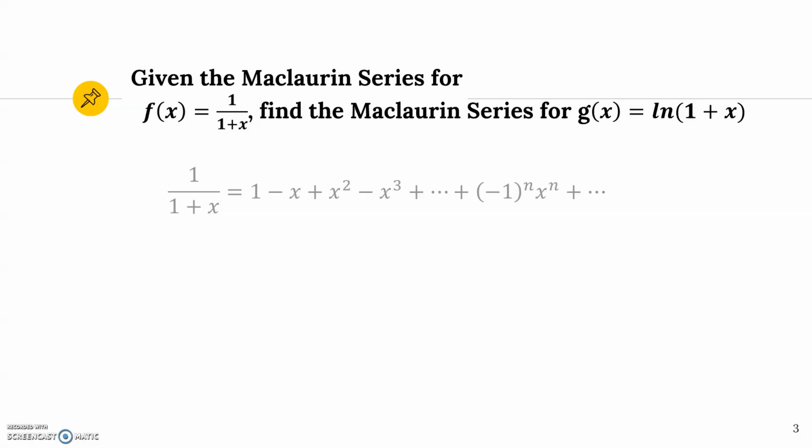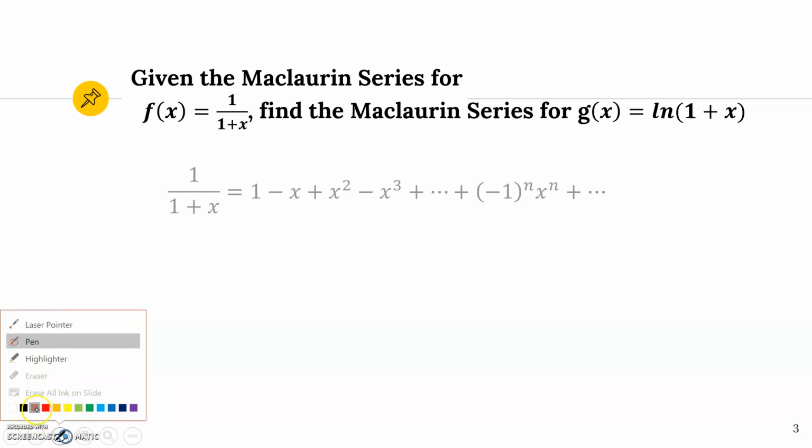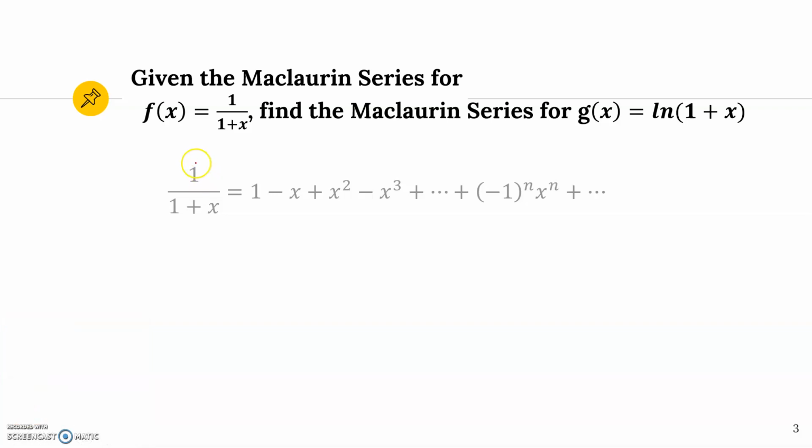So we're going to have, given the Maclaurin series for f of x equals 1 over 1 plus x, which I hope you recognize as geometric, find the Maclaurin series for natural log of 1 plus x. So I wrote this one out, but you could figure that Maclaurin series out because it is geometric. And then what I notice about the relationship between these two functions is that f is the derivative of g. So I need to go backwards from the derivative to get the antiderivative.